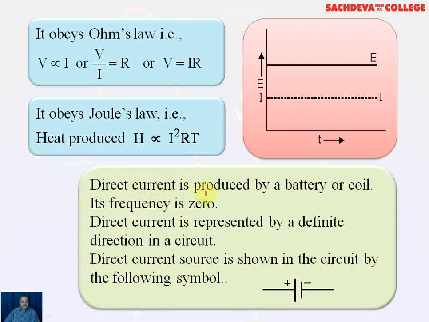Direct current is produced by a battery or a cell. Its frequency is 0. Frequency 0 means that it is not forming a sine curve. Direct current is represented by a definite direction in the circuit. The direct current source is shown in the circuit by the following symbols. Plus indicates the positive of the battery and minus indicates the negative of the battery.